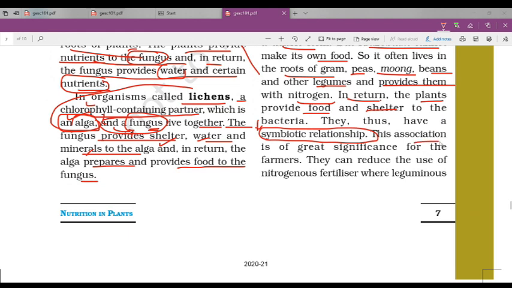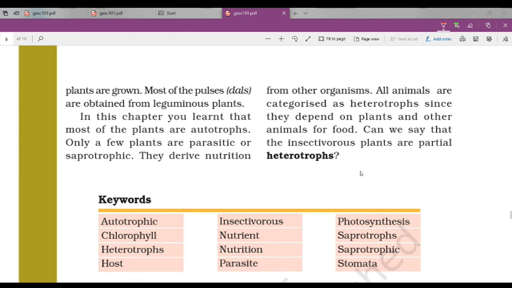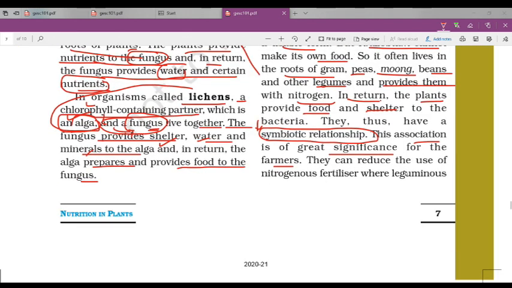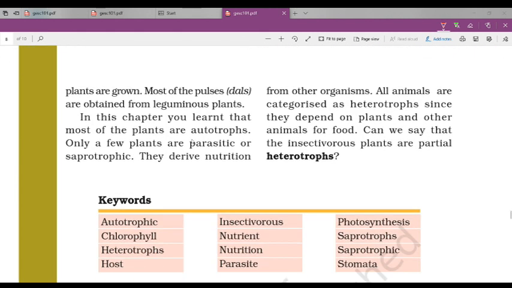This association is of great significance for the farmers. Yes, definitely, no doubt. Now, they can reduce the use of nitrogenous fertilizer where leguminous plants are grown. So if we want to replenish nitrogen in the soil which has a deficit of nitrogen, we should grow leguminous plants.